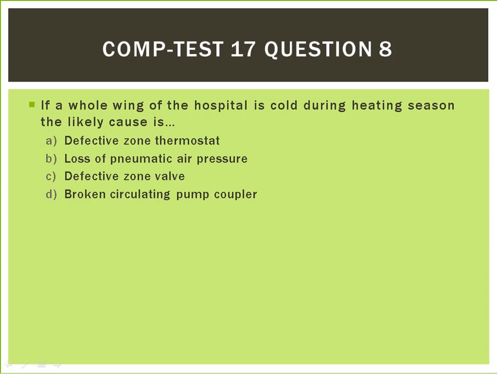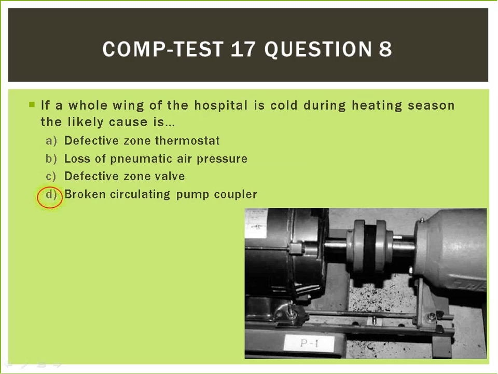Comp Test 17, question number 8. If a whole wing of the hospital is cold during heating season, the likely cause is A, defective zone thermostat, B, loss of pneumatic air pressure, C, defective zone valve, D, broken circulating pump coupler. Answer D is the best answer here. A broken circulating pump coupler will disable the pump and ultimately the entire flow in the system, causing the entire wing of the hospital to be cold.